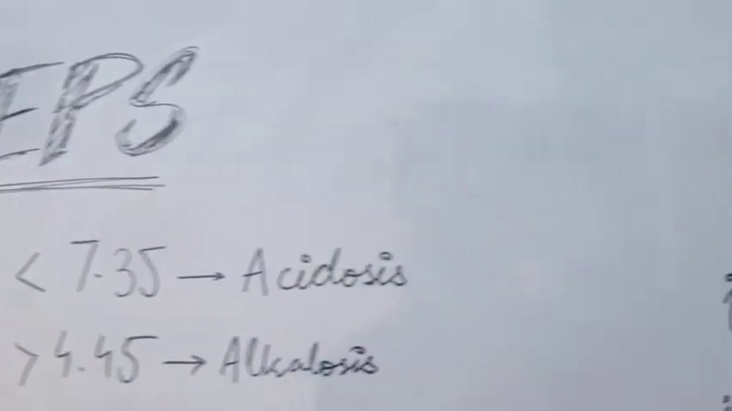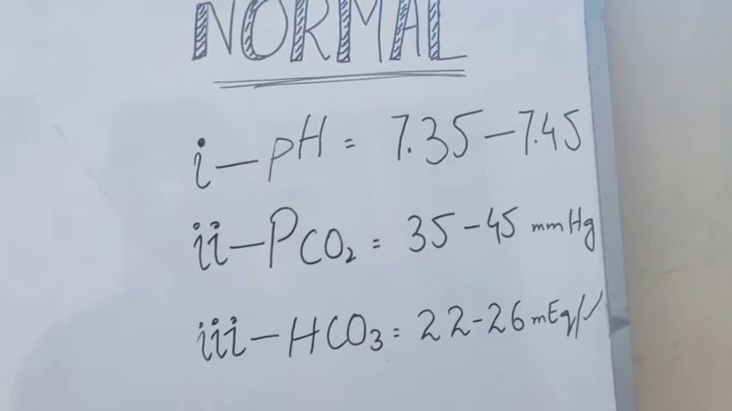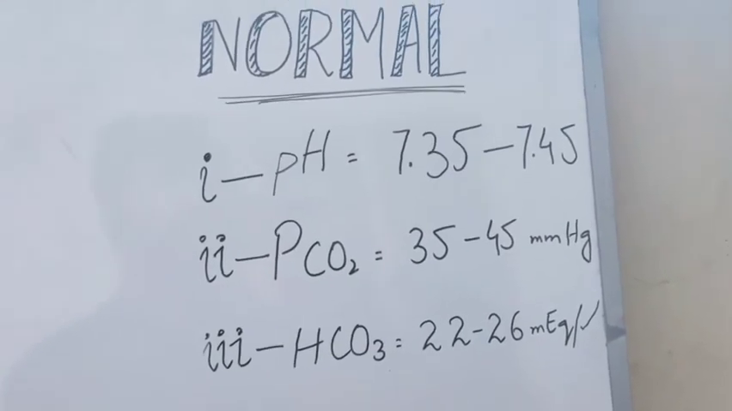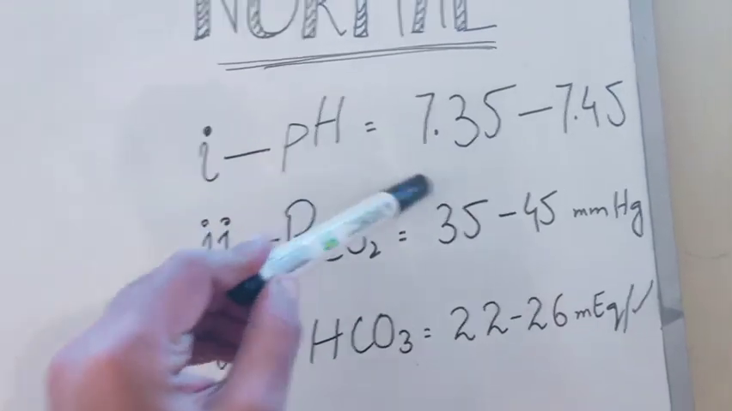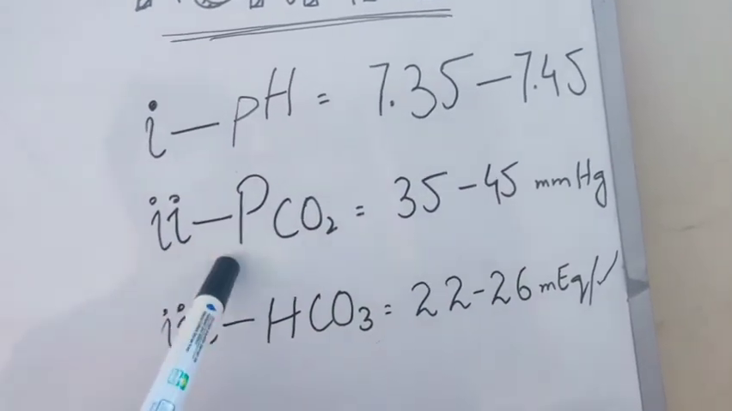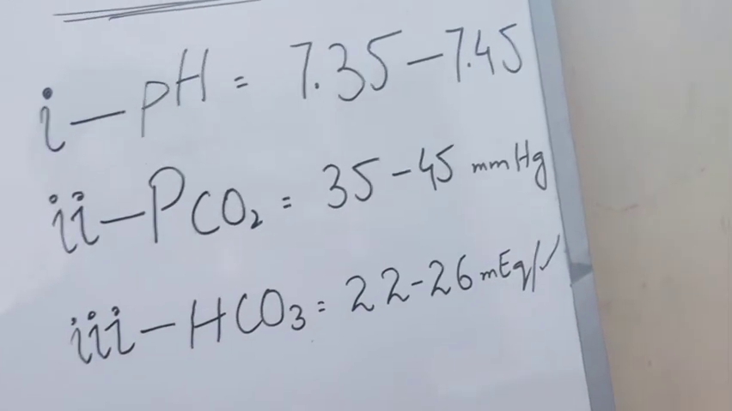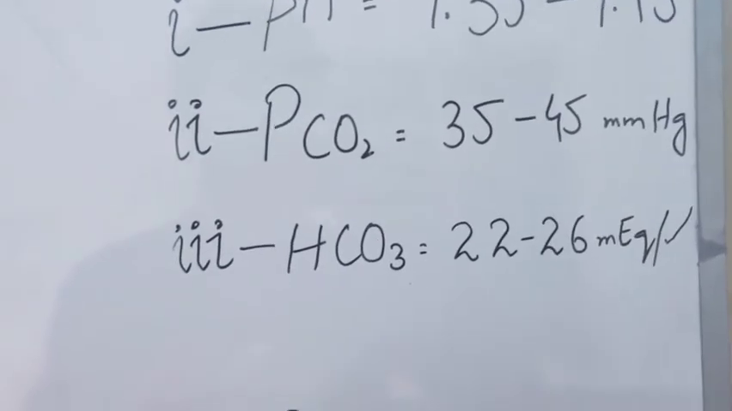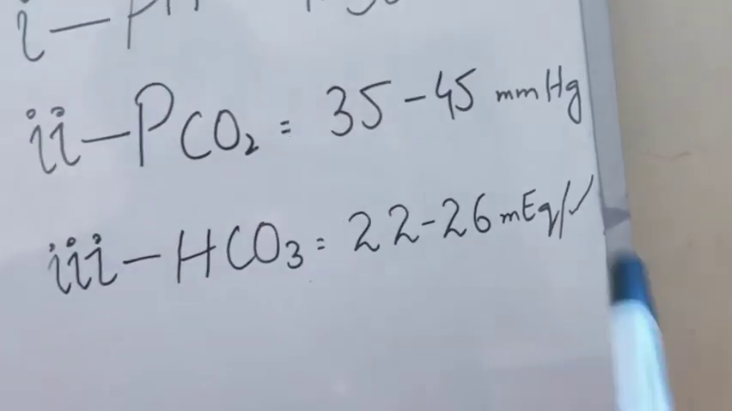Before moving toward these steps, first of all, I would like to let you know the normal values of various parameters which are usually given in a scenario. The first is the pH. Its normal value is between 7.35 and 7.45. Then the partial pressure of carbon dioxide must be between 35 and 45 millimeters of mercury in a normal person, and the concentration of bicarbonate is 22 to 26 milligrams per liter.